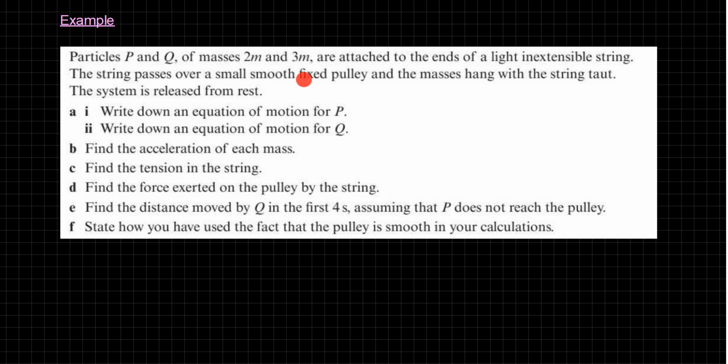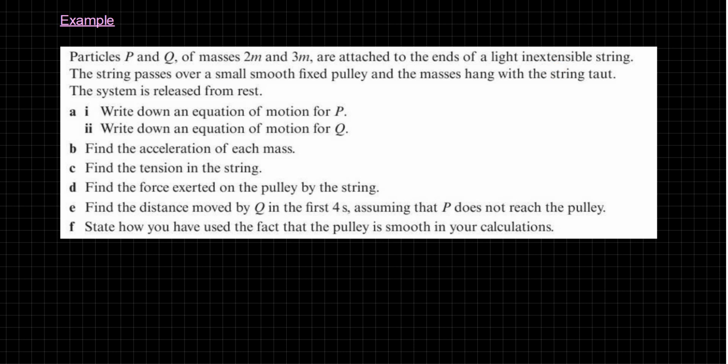Again, all of these little qualifying words, they're there for a reason. Small, so that you don't have to think about the size of the pulley as affecting the angle of the string. Smooth, so that you know there's no friction. And fixed, so you know that the pulley's not going to be moving around. It's just in a single position in space. And the masses hang with the string taut.